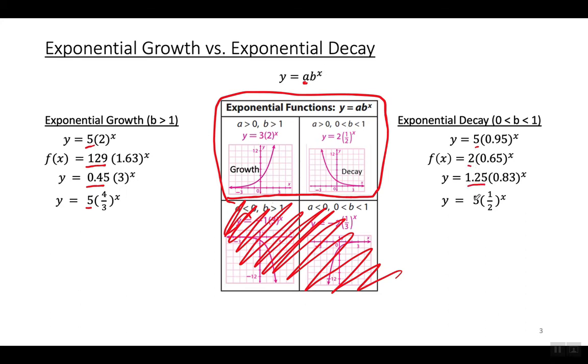So notice that in all these examples, a is positive. A is a positive number. It's not negative, it's positive. That's why we're only talking about these examples on the top.